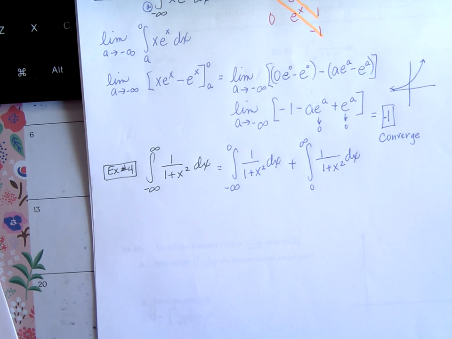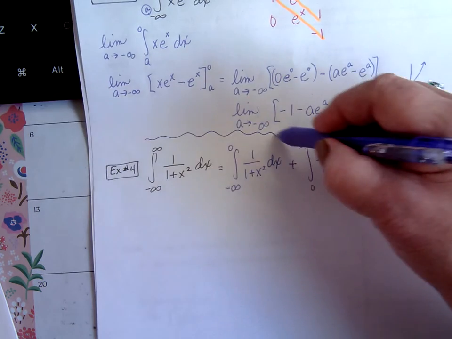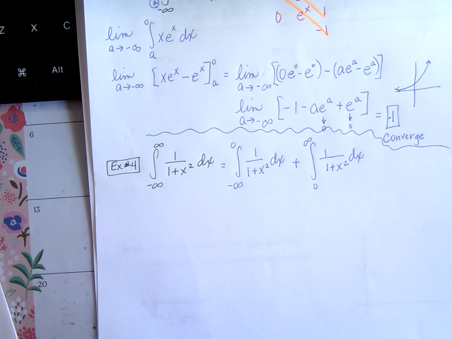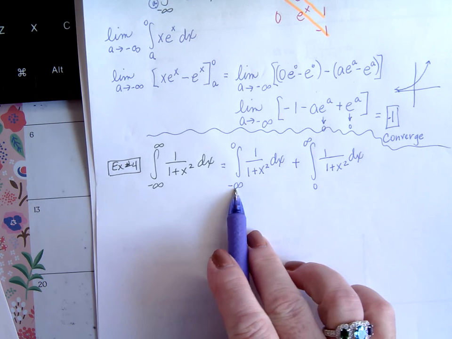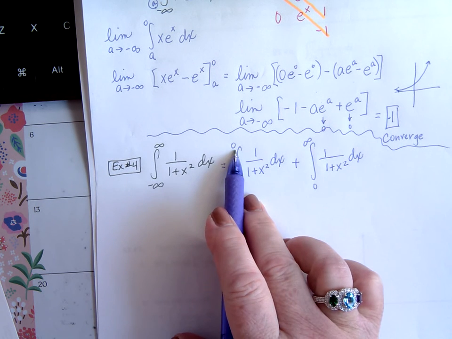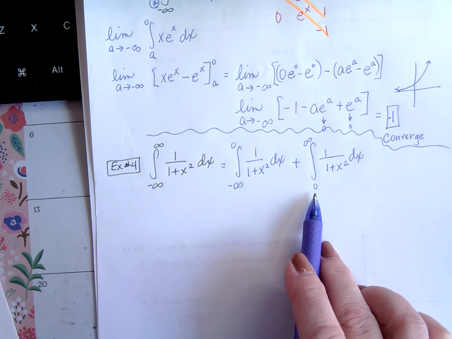So that's my first split. Maybe I need to separate that. Now I'm ready to write it as the 2 integrals, or 2 limits, that it's going to be. This one is going to be my a value, so this one's going from a to 0. And this one, my limit is going to be using my b value.